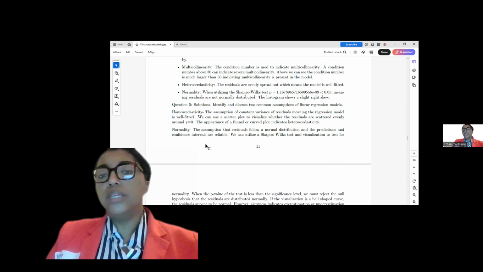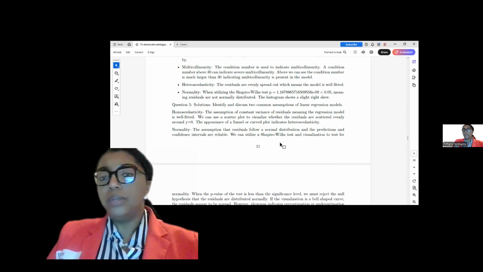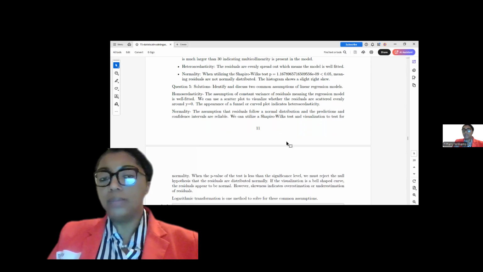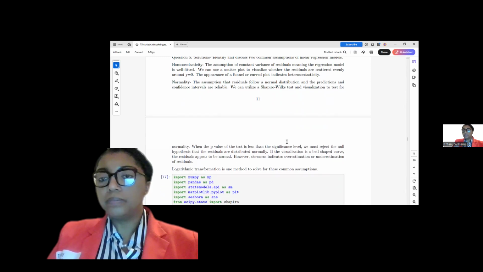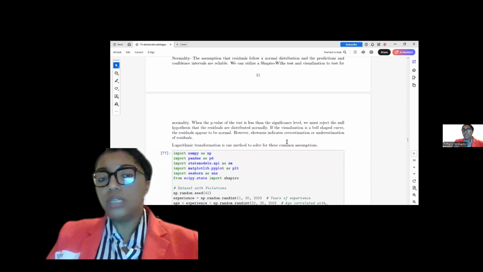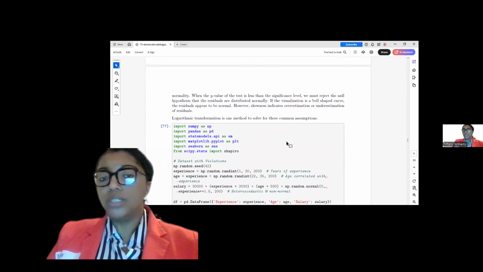Normality is the assumption that the residuals are distributed normally, and that we can use the predictions and confidence intervals, they're reliable. I've been using that Shapiro-Wilk's test and visualizations of the histogram to see normality. And we can use a logarithmic transformation to solve for those assumptions.